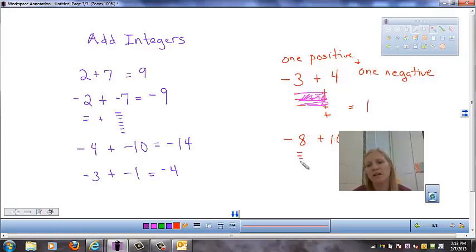So I'd have 8 negative signs, and then I'd have 10 positives. So I'd have plus, plus, plus, plus. I have lots of positives. I don't know if I can even write them all down. And 8 of these are going to go away. These 8 are going to go with these 8. Just like you were subtracting, you're going to subtract 8 of them away. So 10 minus 8 is positive 2. You get positive 2. Not negative 2, positive 2.